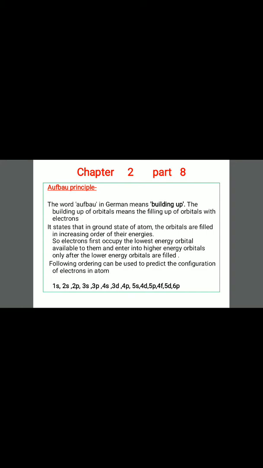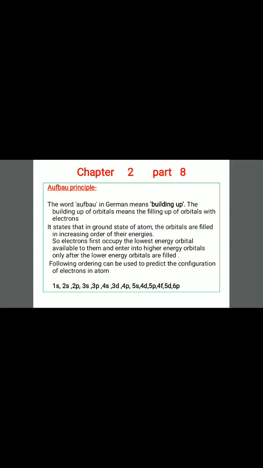Now, a very important portion of the chapter: the various principles used for filling up of electrons in orbitals. Number 1, Aufbau principle. The word Aufbau means building up. The building up of the orbital means filling up of orbitals with electrons. It states that in the ground state of an atom, the orbitals are filled in increasing order of their energies.